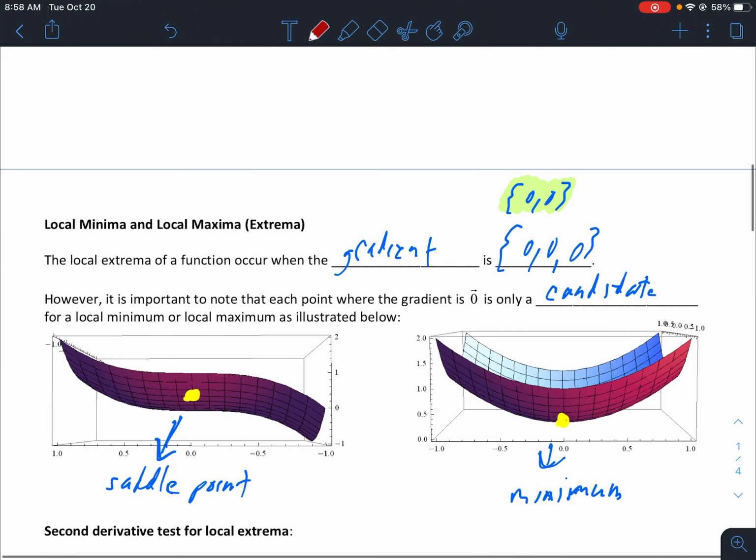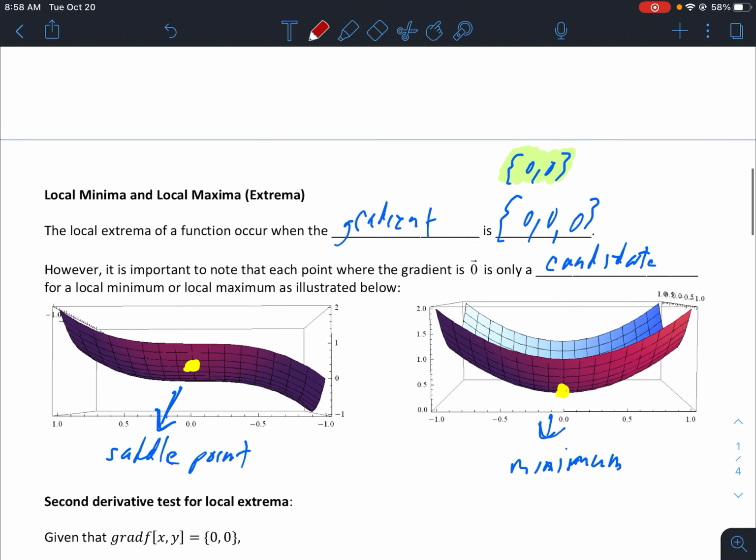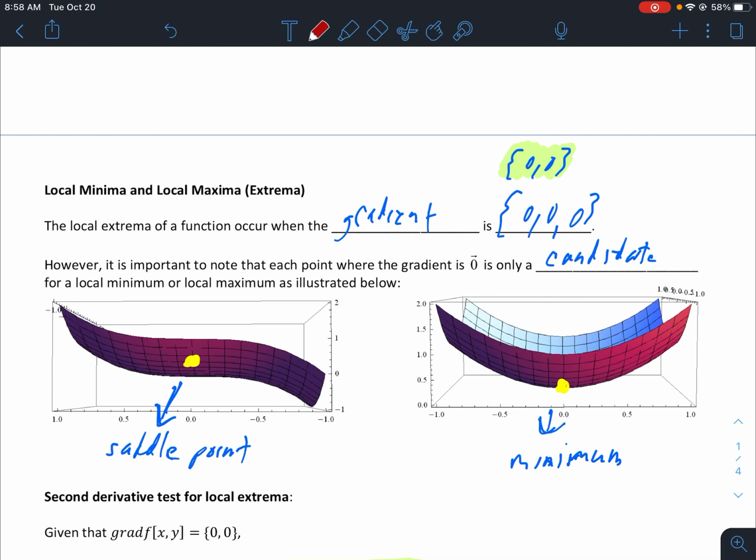Okay, finding local mins and maxes and also saddle points. The local extrema of a function occur when the gradient is 0, 0, or 0, 0, 0. However, it's important to note that each point where the gradient is the 0 vector is only a possible candidate for a local min or max.